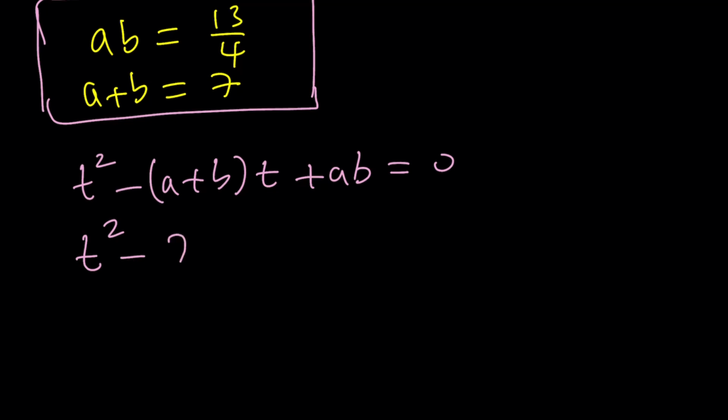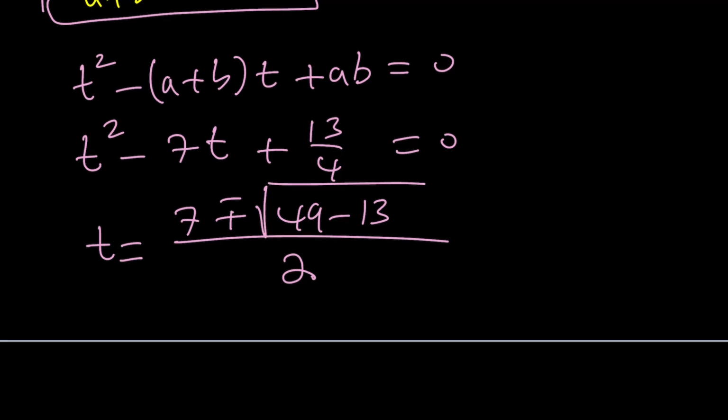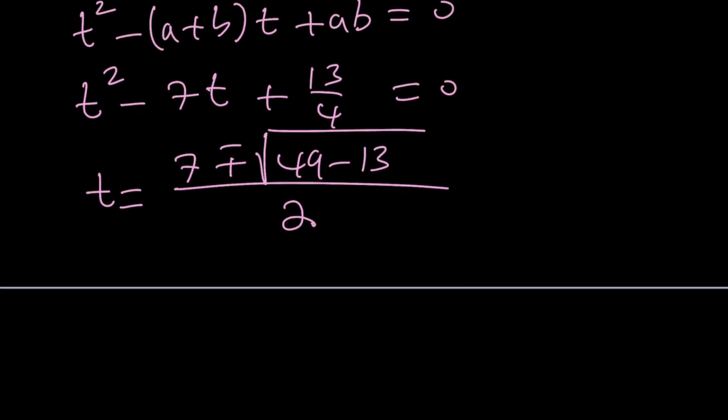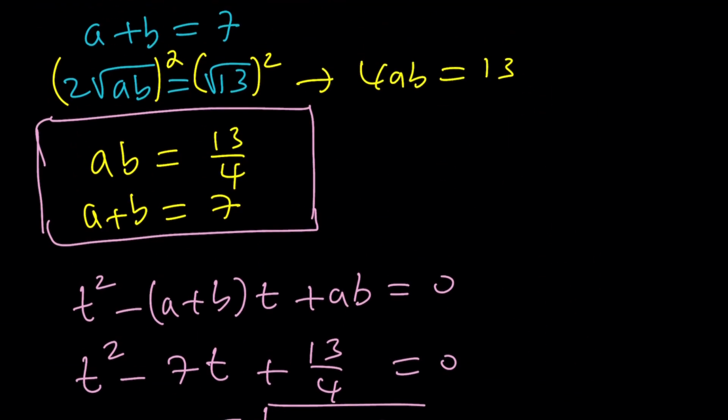A plus b is 7, so this is 7t plus 13 over 4. By using the quadratic formula, you can multiply by 4, but that's not necessary. Negative b plus minus the square root of b squared minus 4ac. The 4 will take care of this fourth here, and that's going to give you b squared, 49, minus 4ac, and that should give you just a 13, divided by 2. And the square root of 49 minus 13 is just 6, so that's going to be 7 plus minus 6 divided by 2. And if you separate it, you're going to get 13 over 2 and 1/2. Let me tell you something. You could also guess those numbers from here.